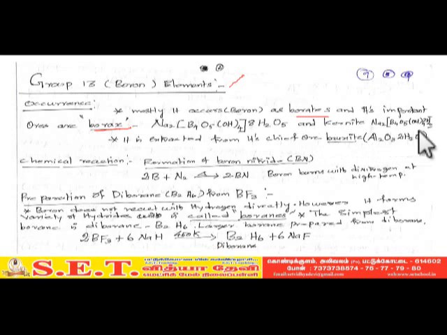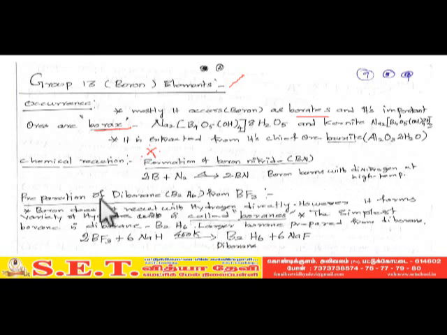Na2B4O5(OH)4·2H2O. It is extracted from its chief ore. The chemical reaction is very important; it may be asked as a 2 mark question. The formation of boron nitride: boron reacts with molecular nitrogen to give boron nitride.